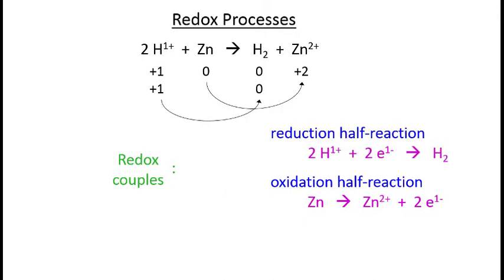For example, in the reduction process, we have the hydrogen ion dihydrogen redox couple. In the oxidation process, we have the zinc 2+ zinc redox couple. In both of our listings, the species with the more positive oxidation state is listed first, regardless of which one is the reactant and which one is the product in the balanced half reaction.